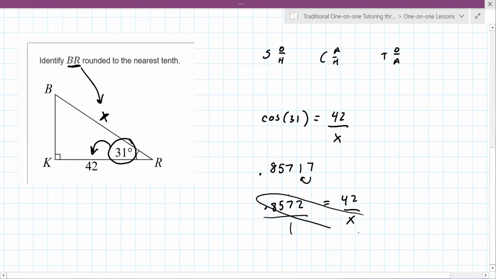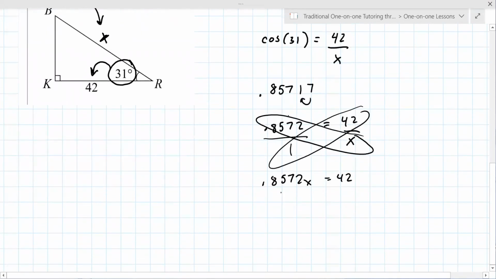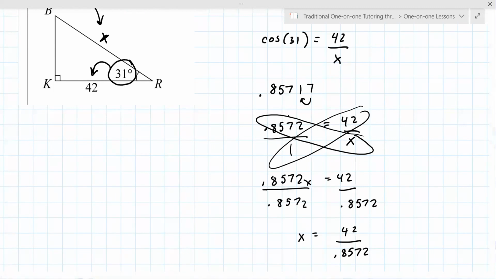Now this one's a little bit different. Do you see you have to cross multiply here? So you get 0.8572x equals 42, and then you divide by 0.8572. Can you calculate that for me? 48.99. So 49, yeah, I would agree, estimating.